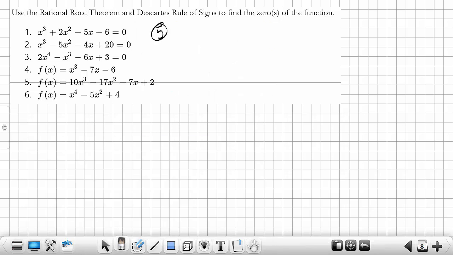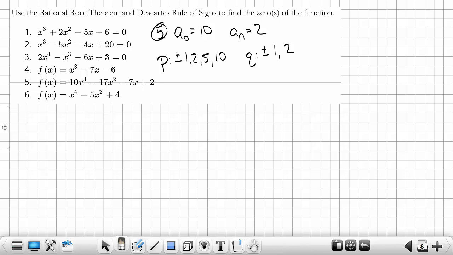F of x equals 10x cubed minus 17x squared minus 7x plus 2, no gaps. So our p is 10, and our a sub n is 2. So our p, my apologies, are plus or minus 1, 2, 5, 10. And our q are plus or minus 1, 2.